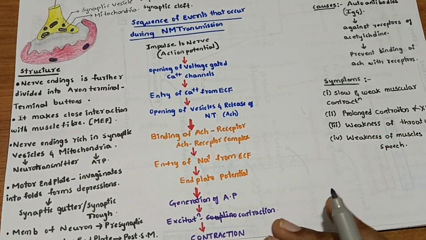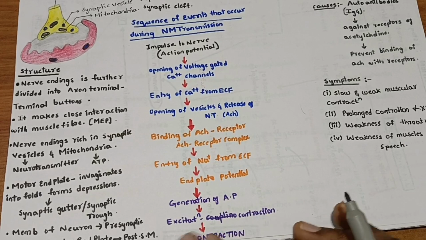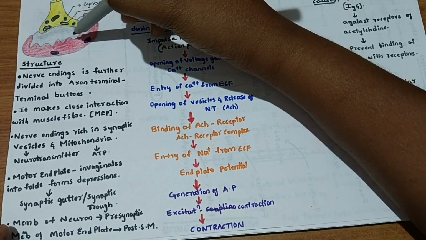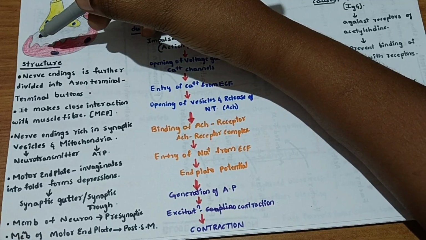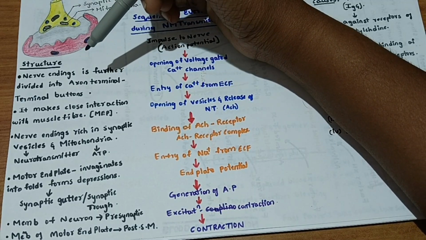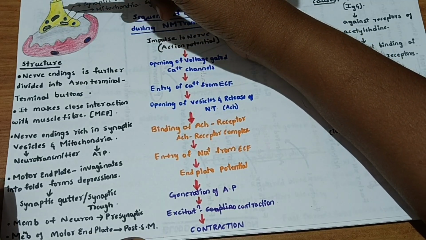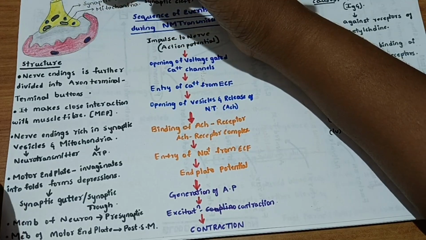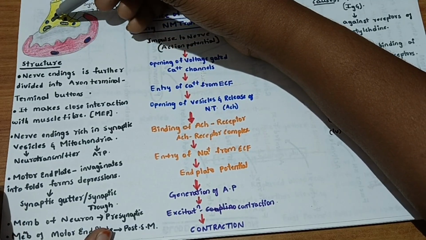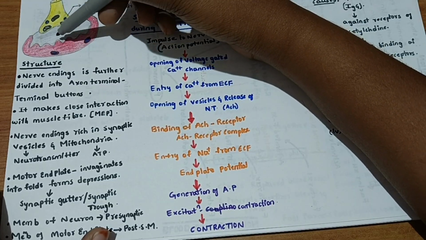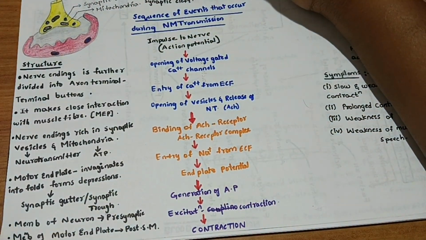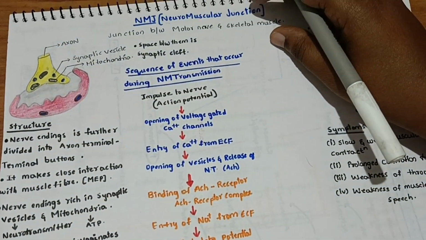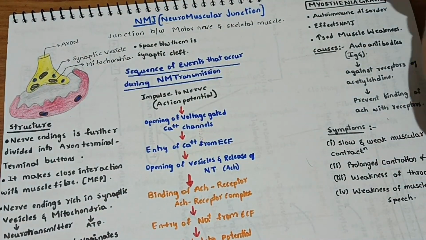The membrane of the neuron is known as the presynaptic membrane, whereas the membrane of the muscle fiber or motor end plate is known as the postsynaptic membrane. The neuron is presynaptic, whereas the muscle motor end plate is postsynaptic. The space between the presynaptic membrane and the postsynaptic membrane is known as the synaptic cleft.